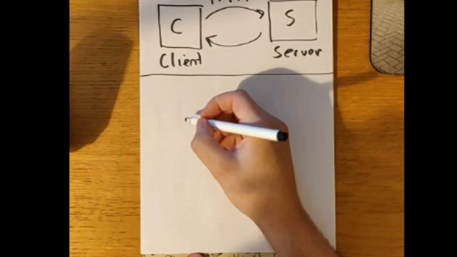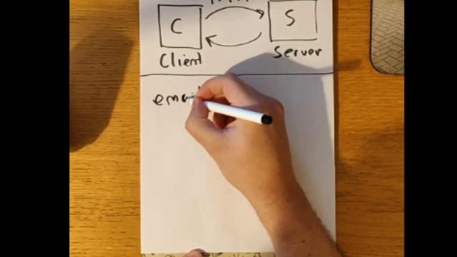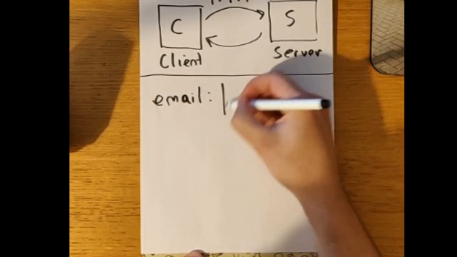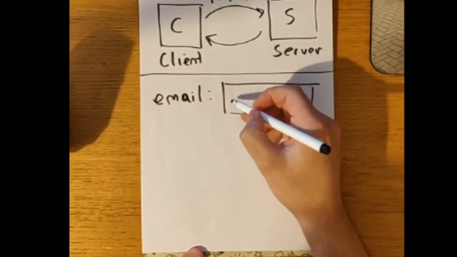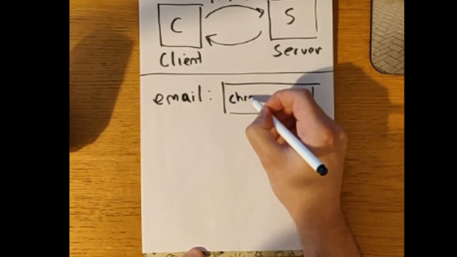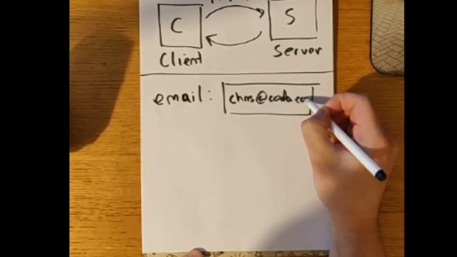Now, the example I like to use is, you go onto a website and it's asking you to type in your email address. And you're going to type your email address into this box here. So I'll just use mine, chris@coder.com or something like that.